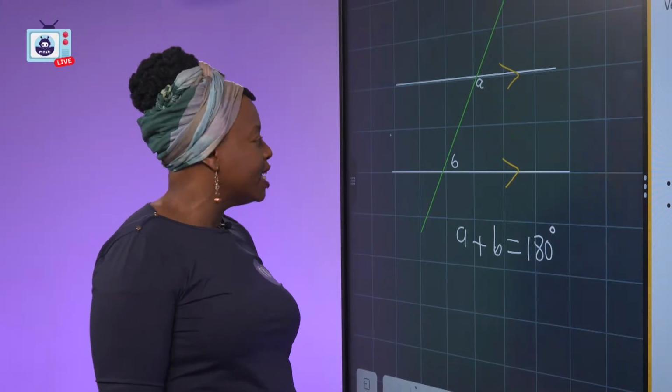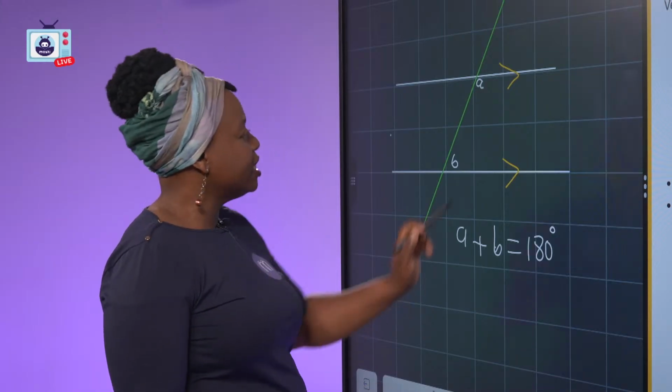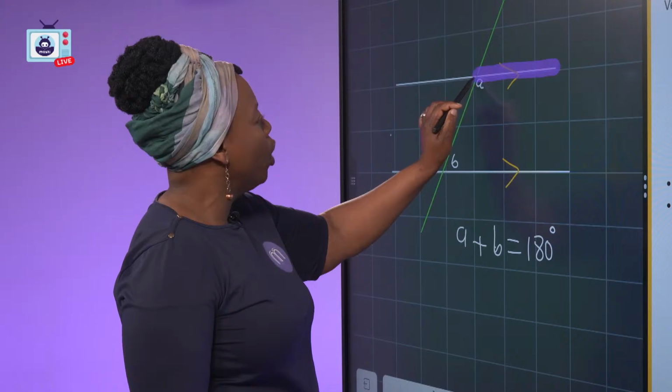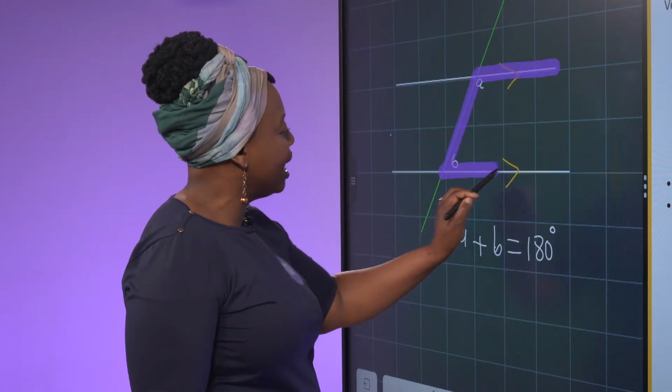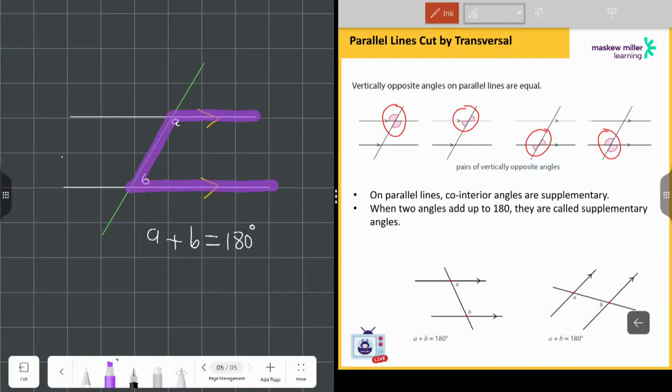They are not equal. But for me to trace, I always look for a U. It doesn't matter how this U looks, but I have to find a U, and my angles must be inside that U. And that's where I decide to say that this is a co-interior angle.